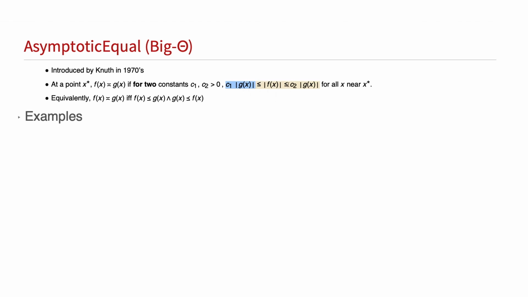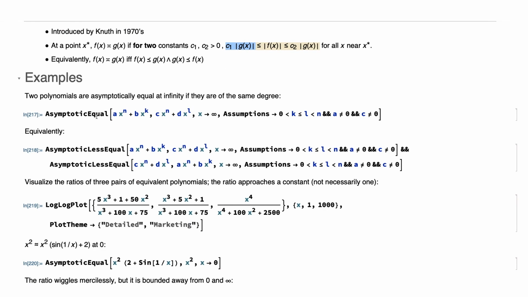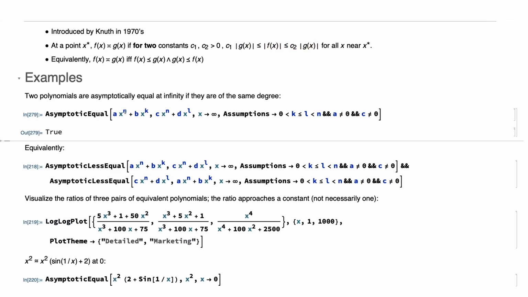Okay, and then perhaps the third most famous, possibly even second most famous, although historically later invention is big theta, which was introduced by Knuth in the 70s. It says now we have two constants, C1 and C2, so we say C1 times the magnitude of g of x is less than or equal to f of x, which is less than or equal to C2 times g of x. So basically, you can't get too much bigger or too much smaller than the other guy.